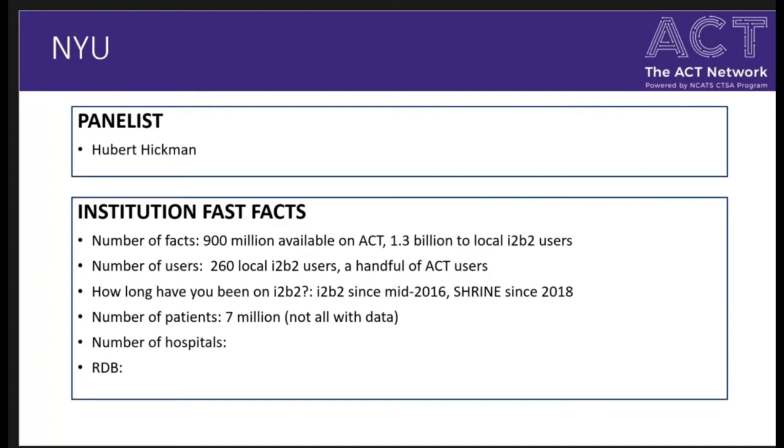Running there. I2B2 has been around since mid-2016 for NYU. There's about 7 million patients, more or less, but quite a few of those just have demographics data, no clinical data, no real encounters, that sort of thing. Facts, we've got, as the slide says, about 900 million in ACT and 1.3 million to the I2B2 users. We started out, and it's still that way now, with the same hive, but a separate local I2B2 project and a different ACT project. The ETLs are mostly shared between the two.